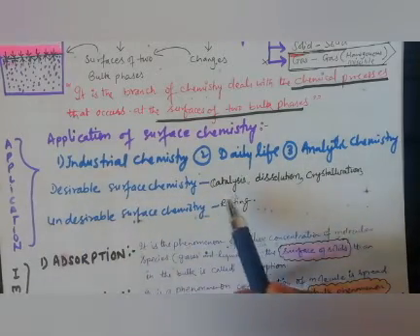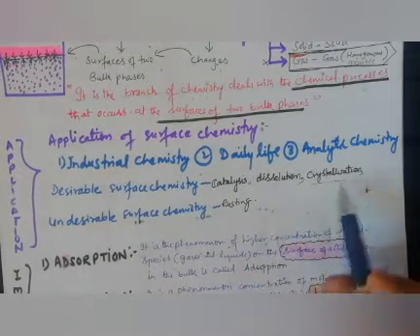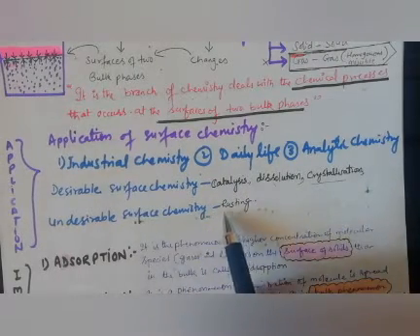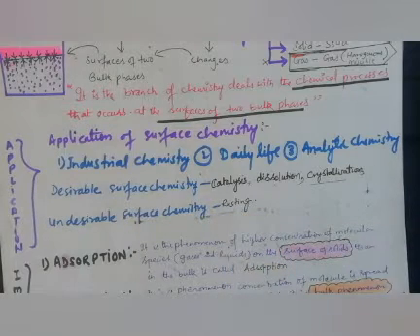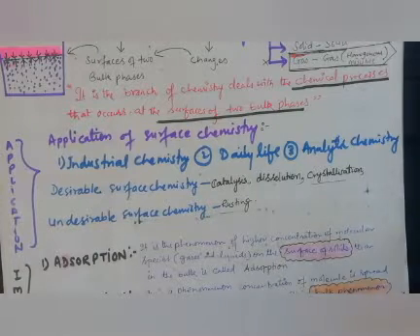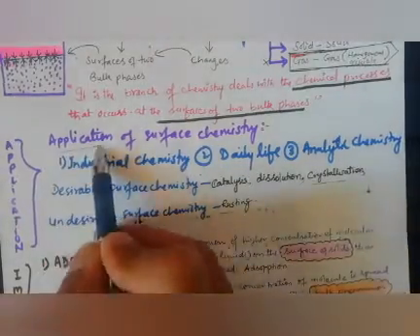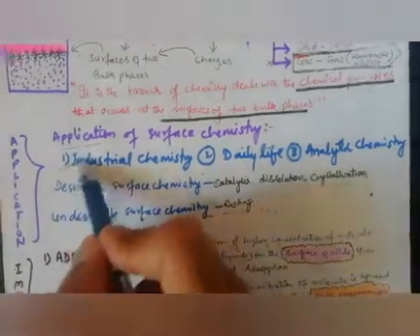So desirable surface chemistry includes catalysis, dissolution, and crystallization, these practicals we did, and undesirable surface chemistry is rusting. Whatever we get nowadays in mixed form, like polymers, fiber, or any other material that makes our life very easy, that is durable and attractive, that is the application of surface chemistry in industrial chemistry.